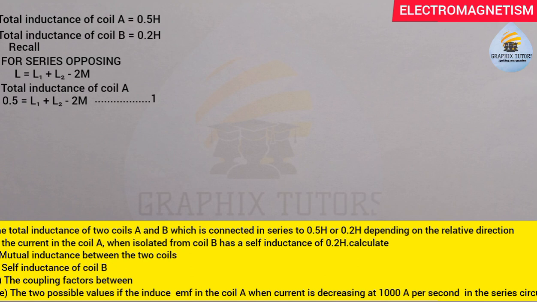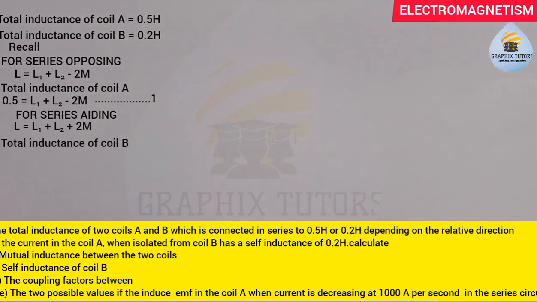Similarly, I will consider 0.2 now, right? So similarly, for series aiding, the total inductance is equal to the self-inductance 1 plus self-inductance 2 plus 2 times the mutual inductance. Is that okay now? So that is my LB. So I'll say 0.2 is equal to L1 plus L2 plus 2M. That will be my equation 2. So it can be any. You can decide to make your equation 1 have 0.2 and your equation 2 have 0.5 depending on what you want to do. So we'll proceed.